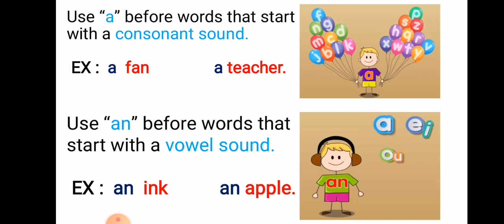What about an? Actually, we can use an before words that start with a vowel sound. Can you remember our vowels? A, E, I, O, U. Let's see our examples. Our first example here is ink. Our starting letter is letter I, one of our vowels. So, very good. That's why we used an ink. And here, our other example is apple. As you can see, our starting letter here is letter A, one of our vowels. That's why we used an before apple. So, an apple.